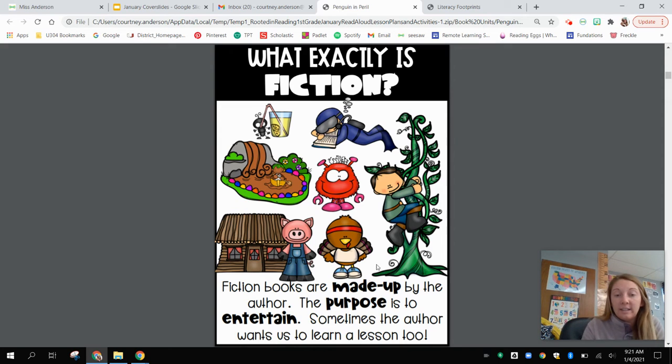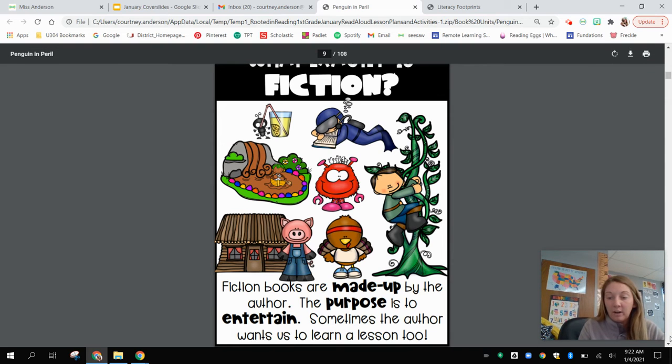For example, you can see the little monster here. We know that a monster is not real, so those would not be in nonfiction stories, but they would be in a fiction story because fiction stories are just fake stories that are made up by the author that we read to enjoy because they're fun. All right, so down here it says fiction books are made up by the author. The purpose is to entertain. Entertain means something that we enjoy doing because it's fun. And sometimes the author wants us to learn a lesson too. And we'll talk a little bit about that later.